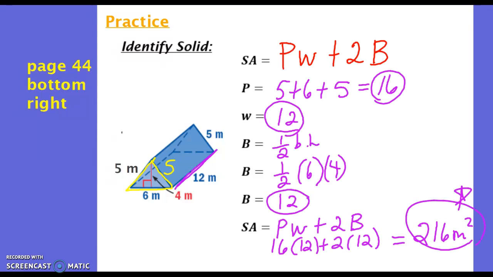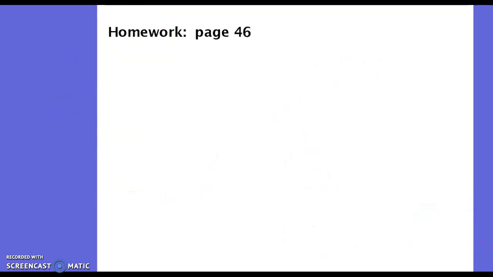Okay, I went ahead and put all the work in, and this is what your work should look like on your paper. You find the perimeter of the triangle, which I outlined in yellow, by adding 5 plus 6 plus 5. The width is 12. Sometimes people call it the height. The area of the triangle is 1/2 base times height, or 1/2 of 6 times 4, which is 12. And the surface area using the formula gives you 216 square meters. Now try the problems on page 46.